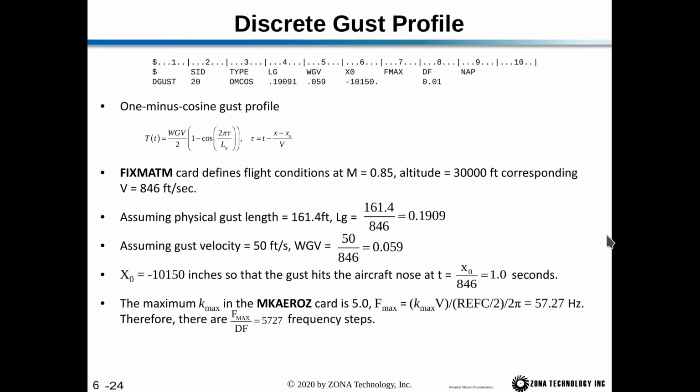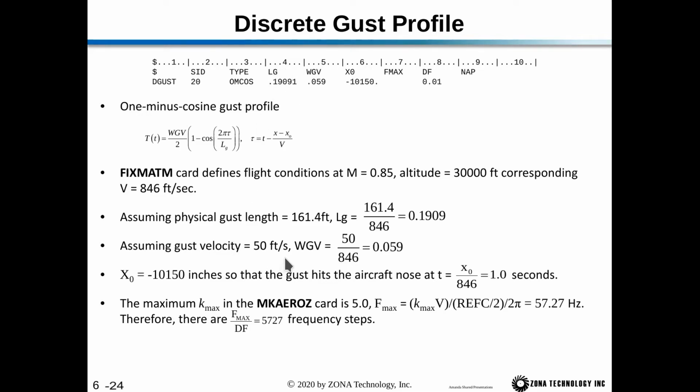This is the discrete Gust profile. So we have a 1 minus cosine Gust profile where LG is 0.19091. So our Gust profile is given here. It's WGV over 2 times this 1 minus cosine, and tau is T minus X naught over V. The fixed MATM card defines the flight condition to be Mach 0.85 with an altitude of 30,000 feet. So with the standard atmosphere, this corresponds to a velocity of 846 feet per second. Now, if we assume a physical gust length of 161.4 feet, then LG is 161.4 divided by 846, which is 0.1909. So that's the LG field here.